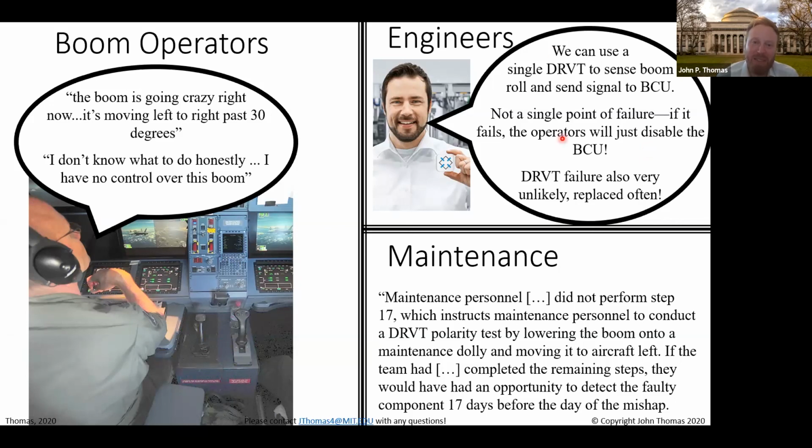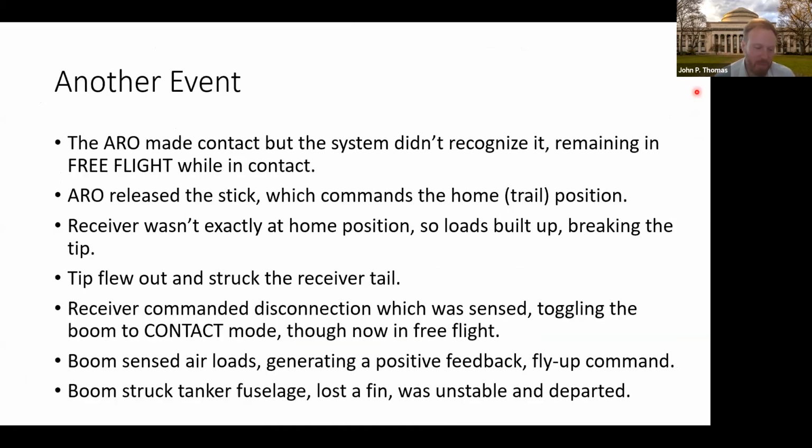And here's why a single sensor is not good enough. Not just the failure argument, but we have no ability to detect these glitches in the signal. That was one event. Here's one more. I've just got one slide on this. This is a completely separate event with a different aircraft. The ARO made contact, but the system didn't recognize it. So it remained in free flight mode, which is the manual mode, while it was in contact with the aircraft.